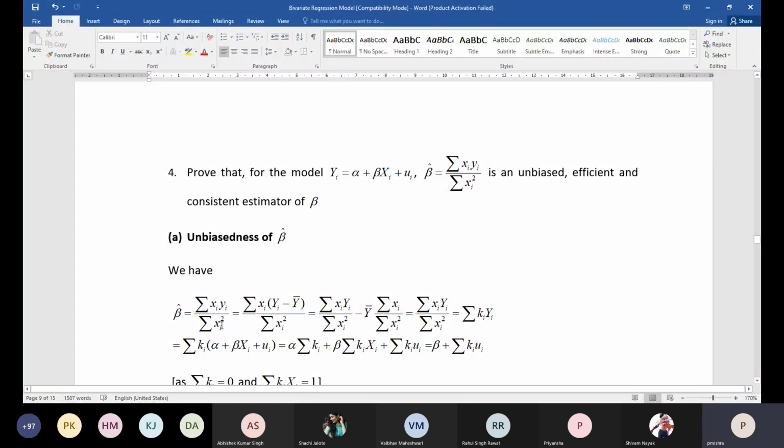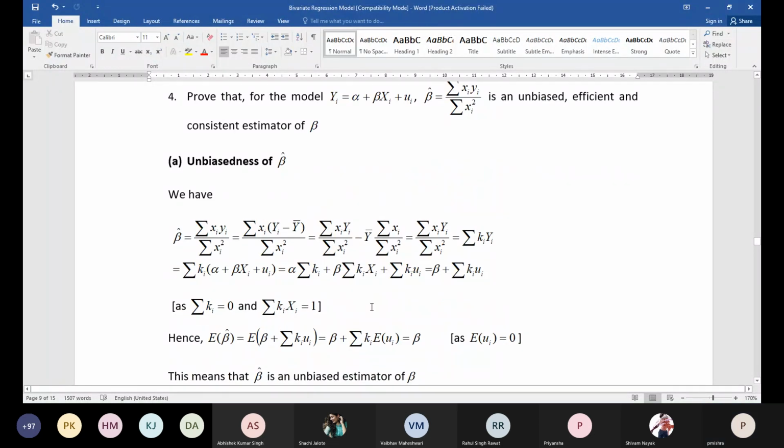And this can be rewritten as summation of ki into yi. This part we have already done in earlier classes. And again, it can be rewritten as beta plus summation of ki into ui.